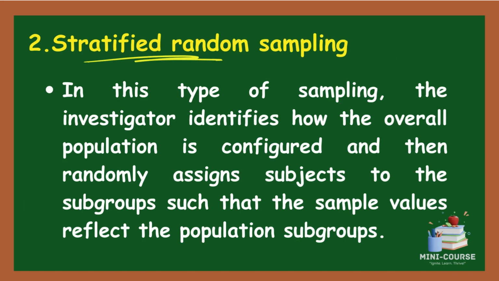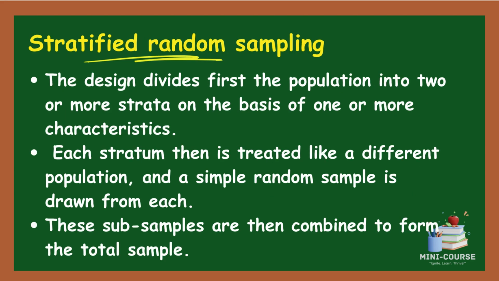2. Stratified random sampling. In this type of sampling, the investigator identifies how the overall population is configured and then randomly assigns subjects to the subgroups such that the sample values reflect the population subgroups. The design divides first the population into two or more strata on the basis of one or more characteristics. Each stratum then is treated like a different population, and a simple random sample is drawn from each. These subsamples are then combined to form the total sample.